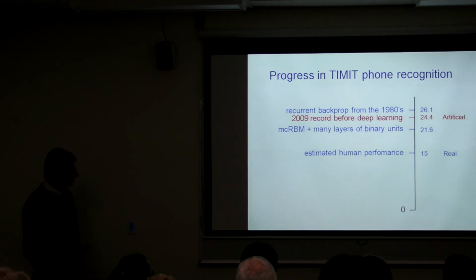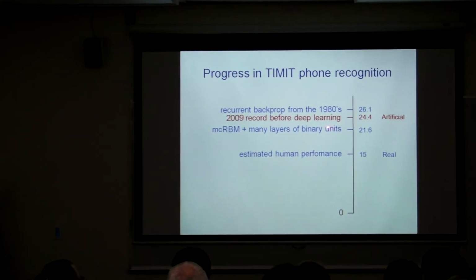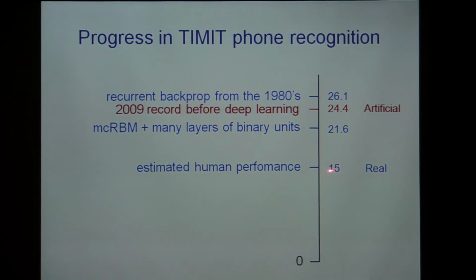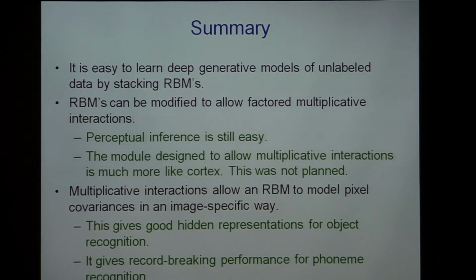So here's what recurrent backprop got on TIMIT. Here's the 2009 record. And that was a method that didn't use neural nets, so I'll call that artificial. We're neurally inspired, and we're almost a third of the way from the artificial to the real. And so if we have 2 more ideas, we'll get there. Okay. Reverse Moore's law. Okay, I'm done.